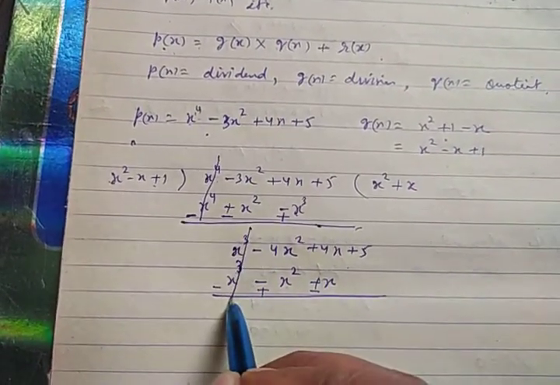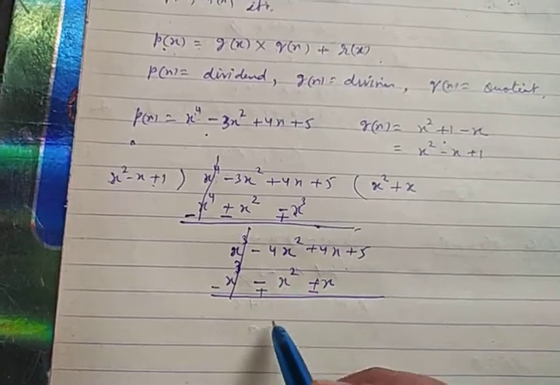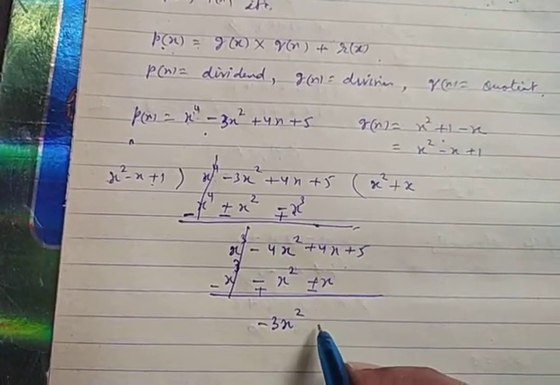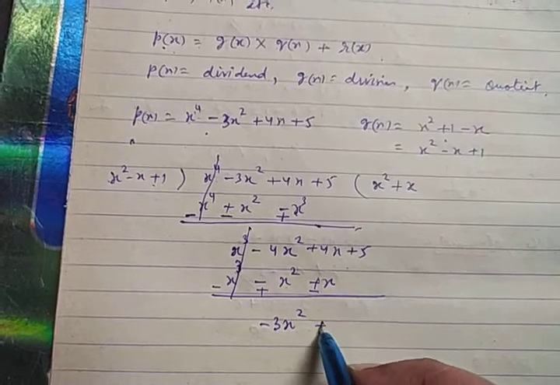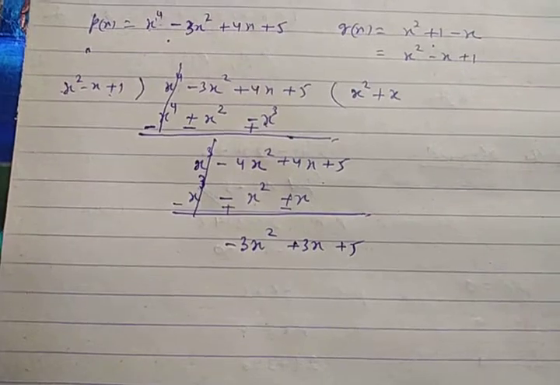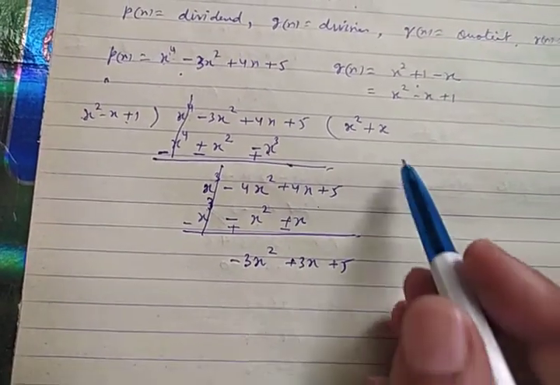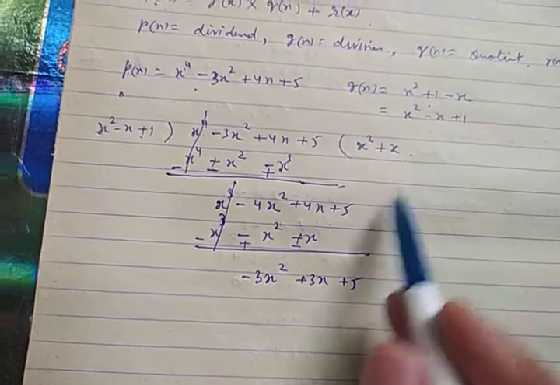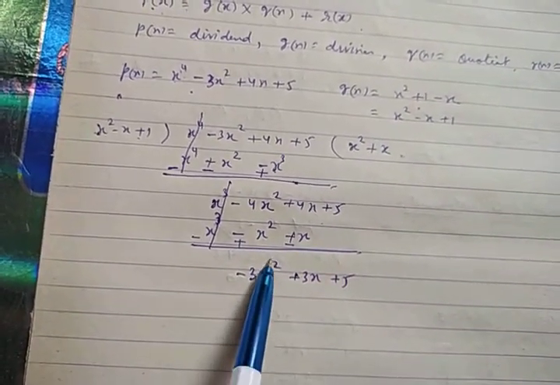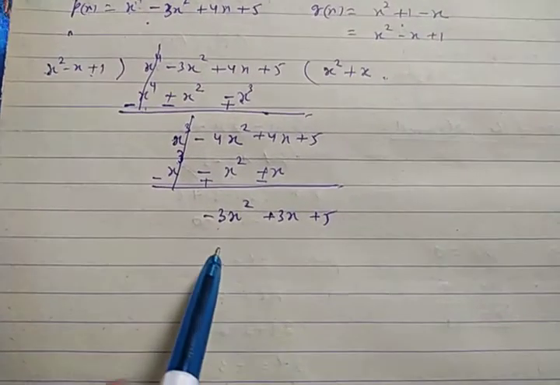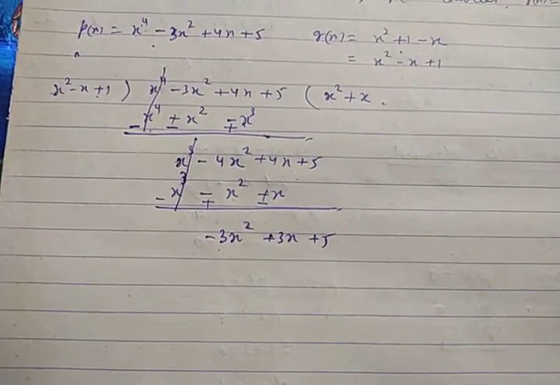This will be cancelled. Now what to be? This will be minus 3x square left, and here it would be plus 3x plus 5. This you are getting. Now you have to take the term in such a manner, after multiplication you are getting the same term. Each time I am getting the same term. This you have to follow here.